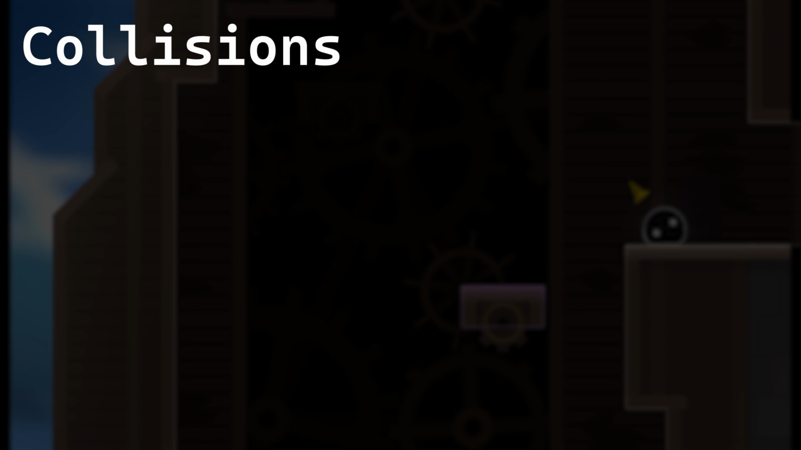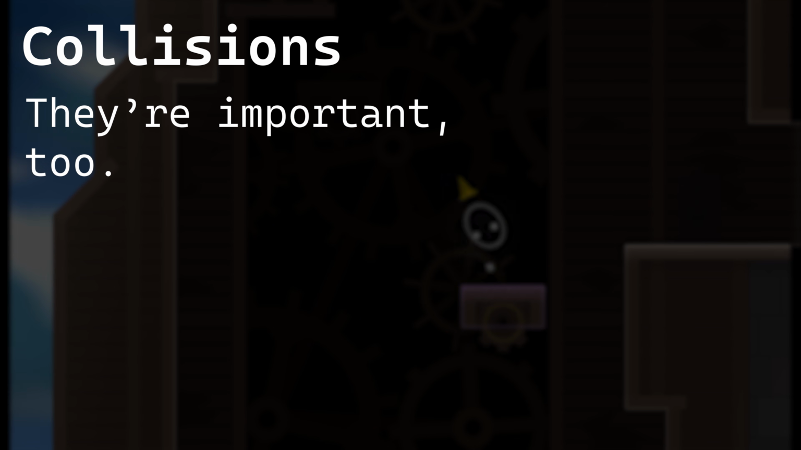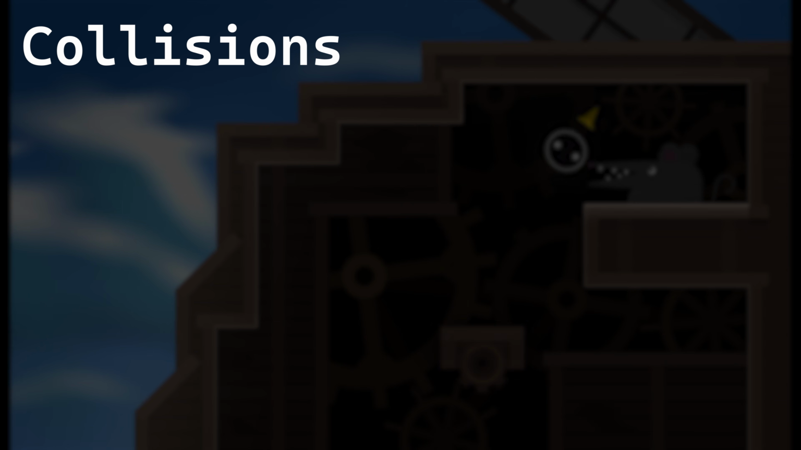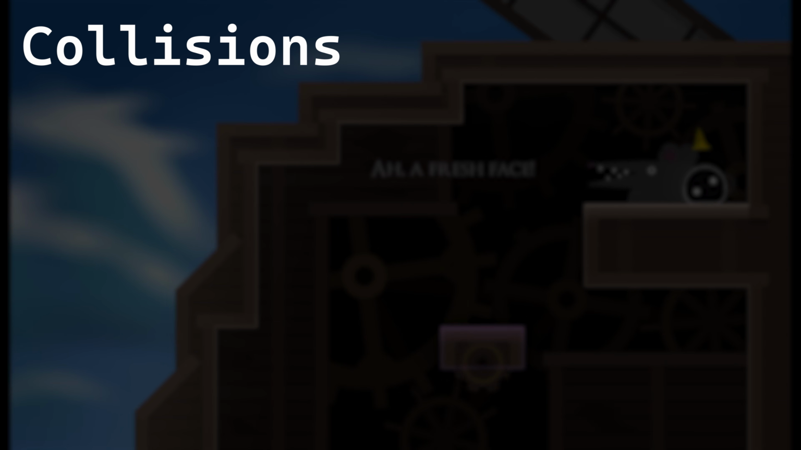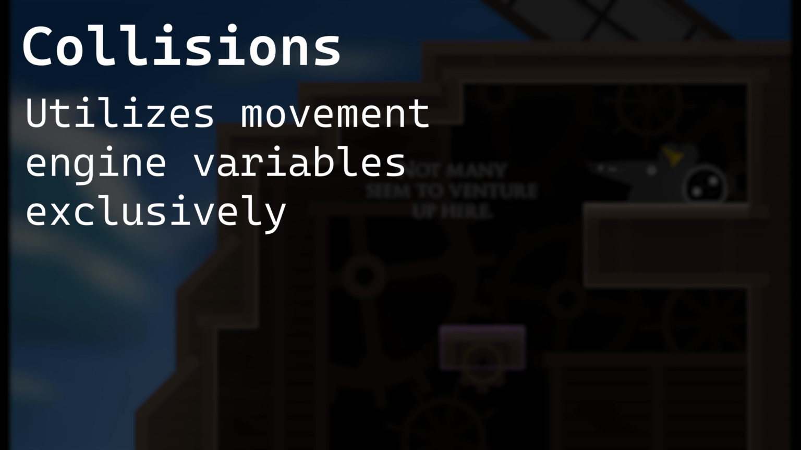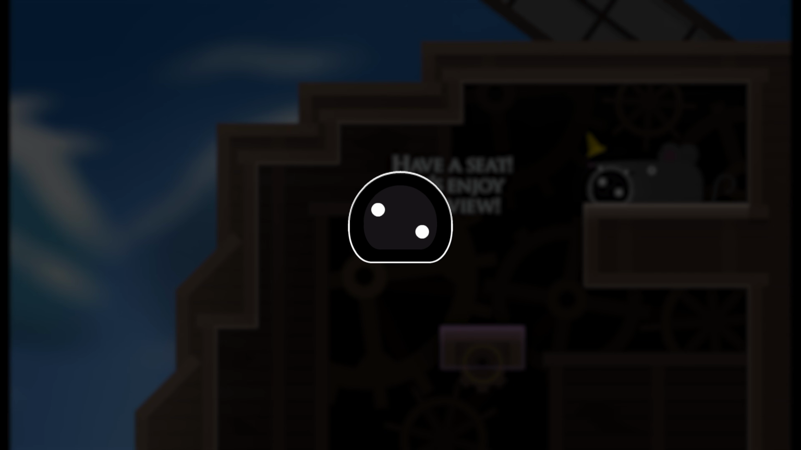Equally as important as the movement itself is the ability to interact with the environment. We have the ability to jump, but not to actually do anything beyond that, which brings us to collisions. Collisions are simple in the sense that everything is already built into the engine, it's just figuring out the numbers. Before we can do anything else, let's take a look at the player behind the scenes.